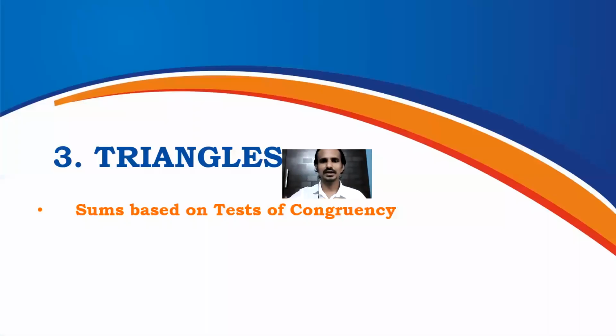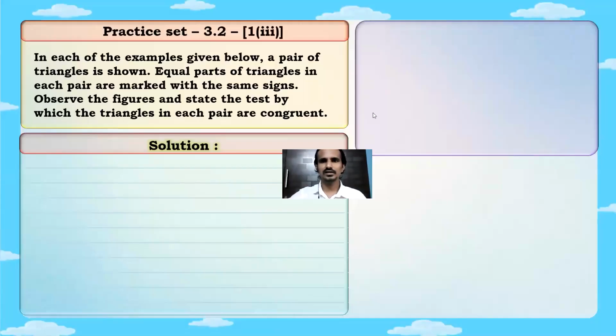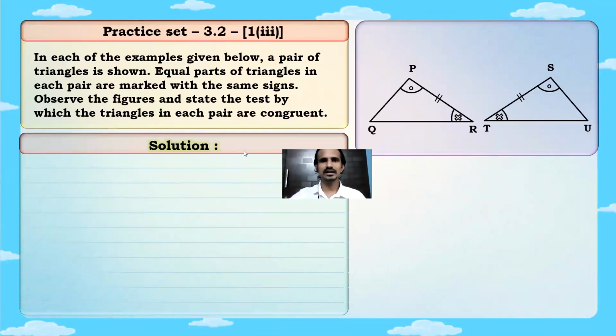Okay. So next question. It is sub question 3. Here, as you can see that there are two triangles. The marking is there on angles, two angles, and one side. सबसे पहले test बताओ. Which test is applicable? Two angles are marked and one side is marked. Because two angles are marked and the side between the two angles is marked, so it is ASA.